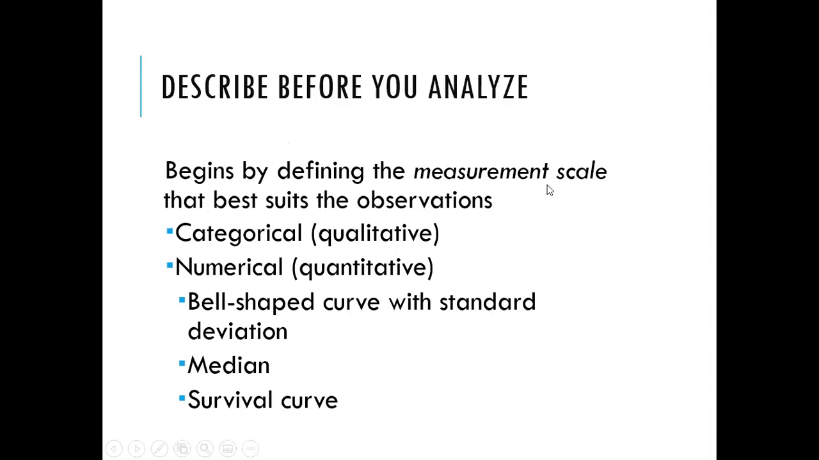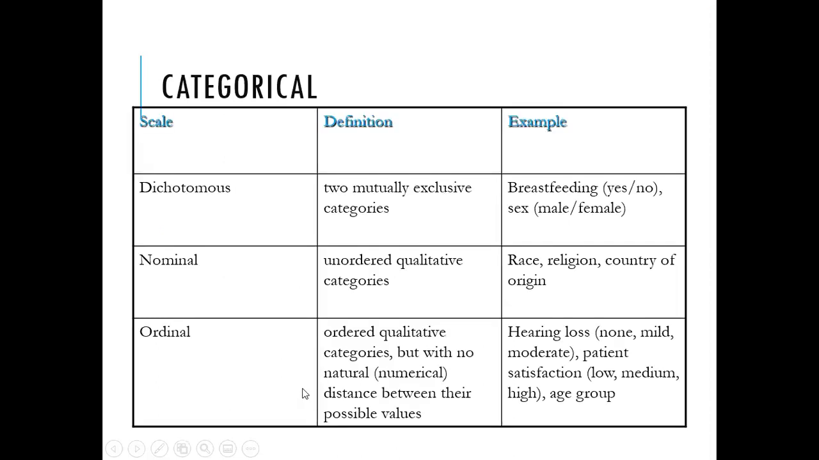You need to look for the measurement scales that would be there, whether the data is categorical data or numerical data. Categorical is for qualitative data, and numerical data is for whether it follows a bell-shaped curve with standard deviation or not, the median and the survival curve, whatever is being used.